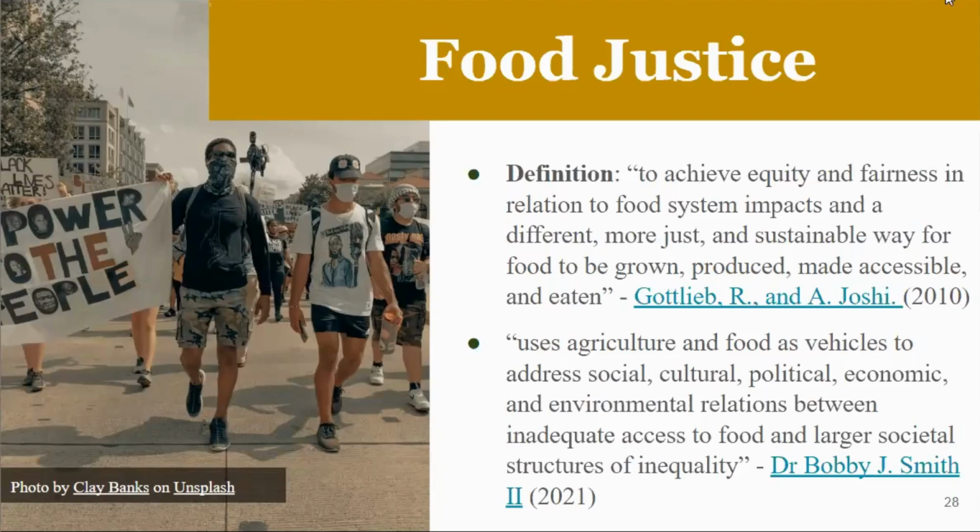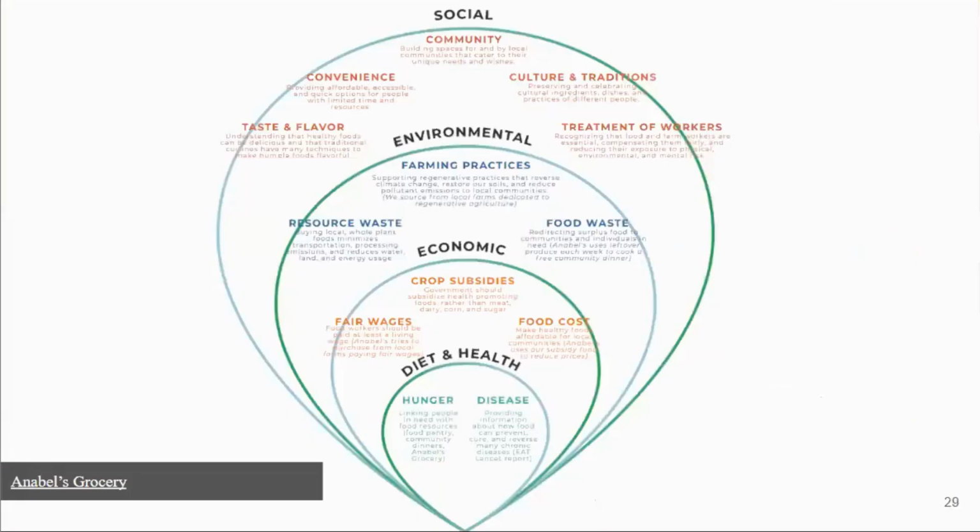And it's thinking about the larger structural issues that are happening within our society. Okay, so this is actually a diagram that was created by a student-run grocery store at Cornell University in Ithaca, so really far upstate, to speak to food justice. So within that, it's giving you more ways of looking at food justice.